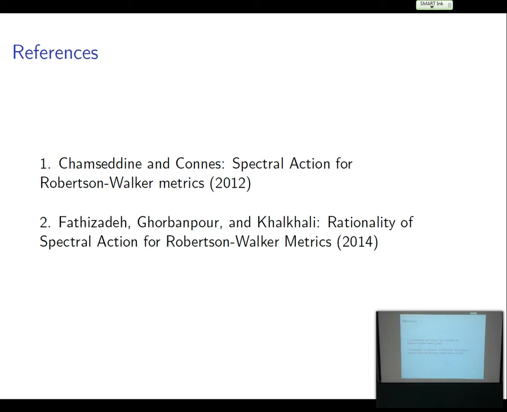OK, now references for these two works. Of course, we started from the Chamseddine and Connes papers. They have a paper on the subject, a spectral action for Robertson-Walker metric. They did a lot of things for this metric. And then we picked up from their work and answered some questions and did some more calculations. So these two references are the basic references for the work.